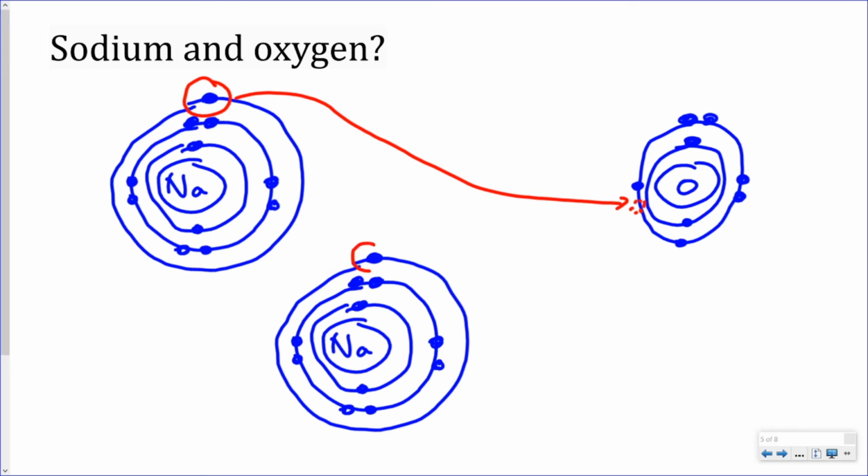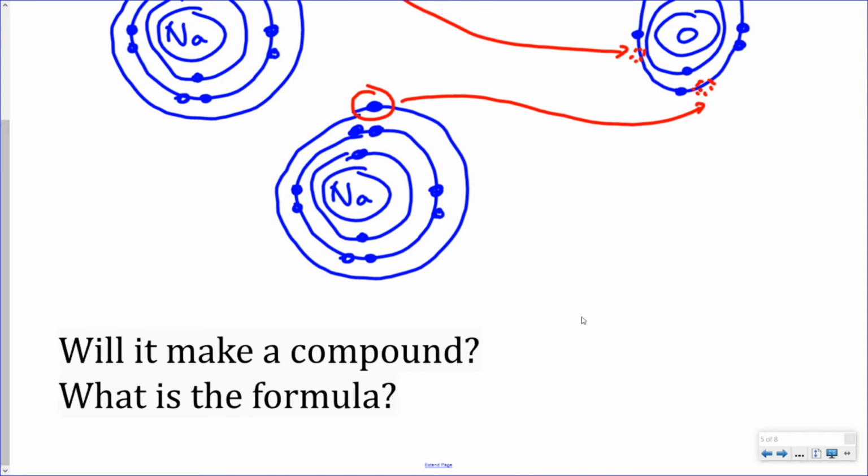So we've got our second sodium atom. It's going to give away its 1 valence electron to oxygen. And all of a sudden, oxygen is now stable. These 2 sodium are both stable. So everything's stable. It's all good. Will this make a compound? Yes, it will. What is the formula?